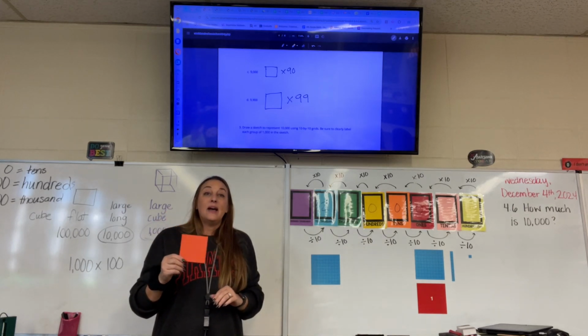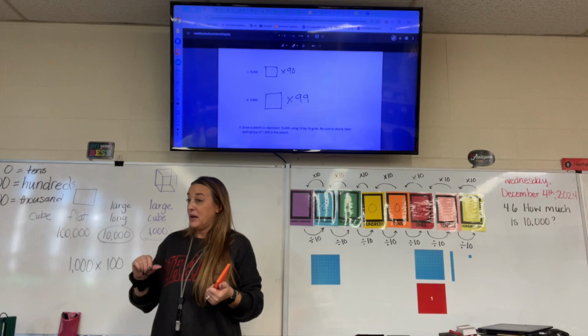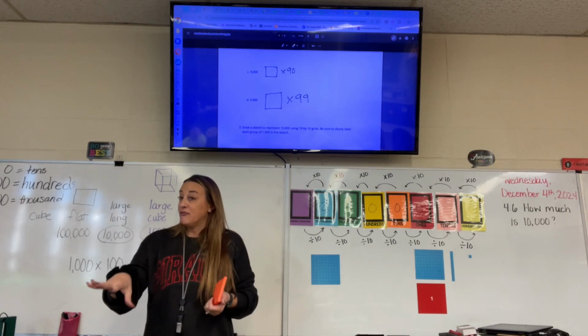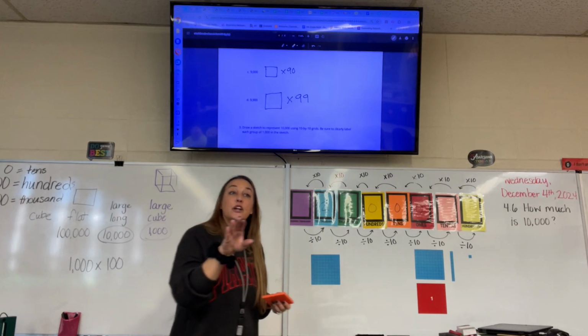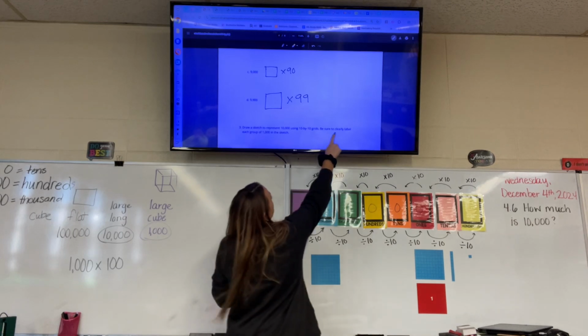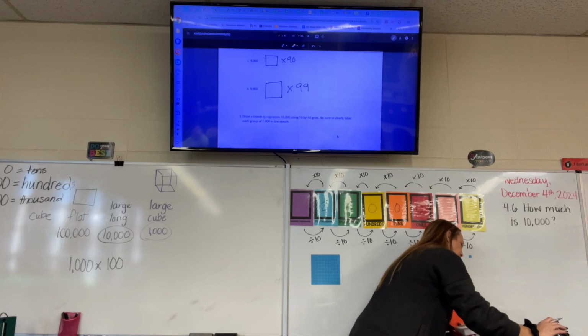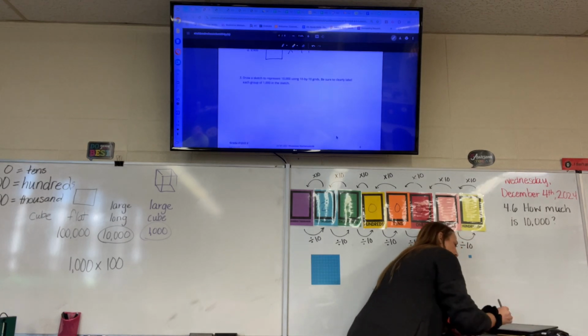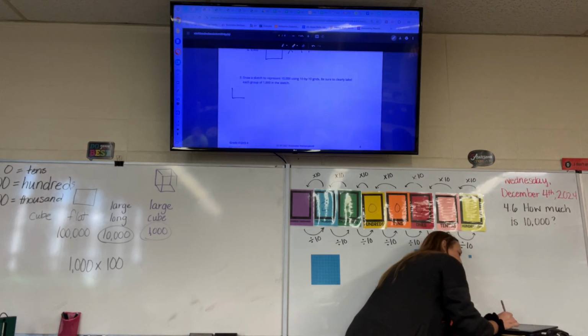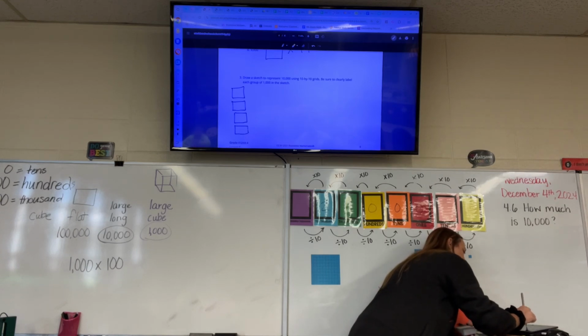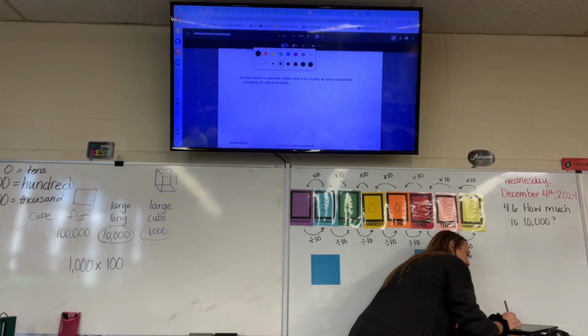So, I don't want to draw 100 boxes. I don't want you to have to draw 100 boxes. So here's what we're going to do. Do you see where it says be sure to clearly label each group of 1,000? Here's what we're going to do. Draw 1, 2, 3, 4. I've started too far over. Hold on. Okay, hold on.